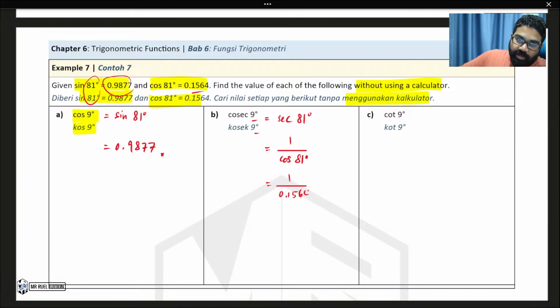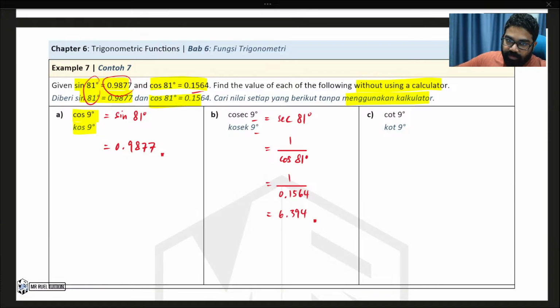0.1564. Now, of course, class, from here you use your calculator lah. Walaupun dia kata tanpa menggunakan calculator. Yeah, of course, this part you can use lah. Okay, so sini just use your calculator here. And then you will get, yes, 6.394. Very good, 6.394. Done, finish. Understand? Tanpa menggunakan calculator di sini bermaksud, we don't have to use the calculator for the trigonometric ratio. Kita tak payah guna calculator untuk nisbah trigonometri. Okay?